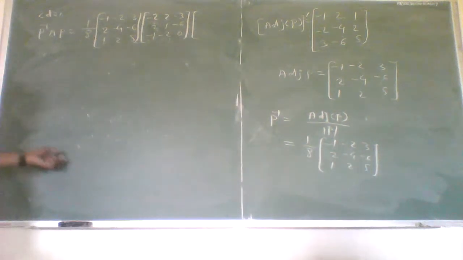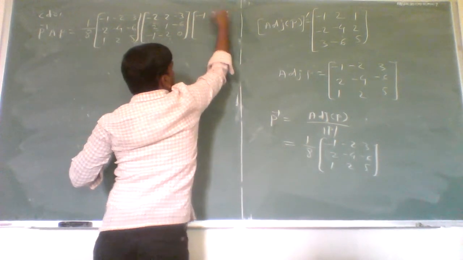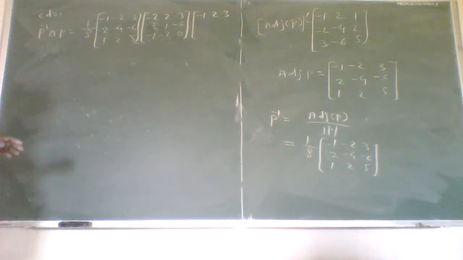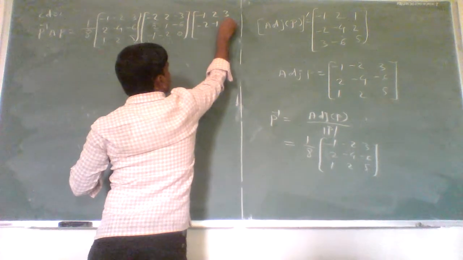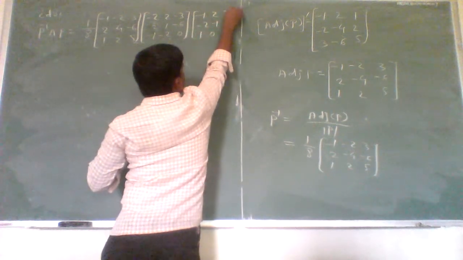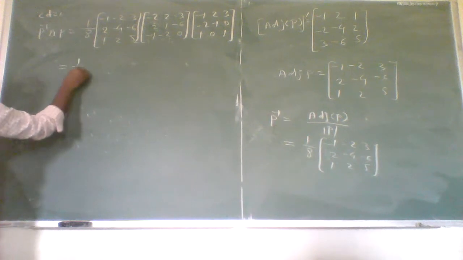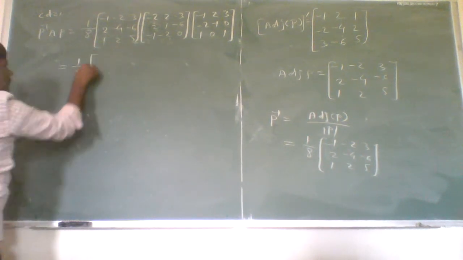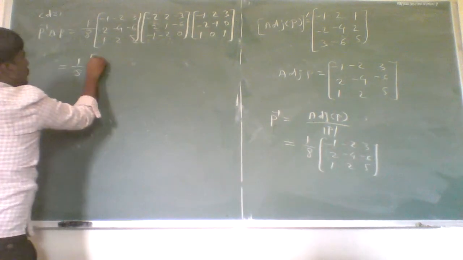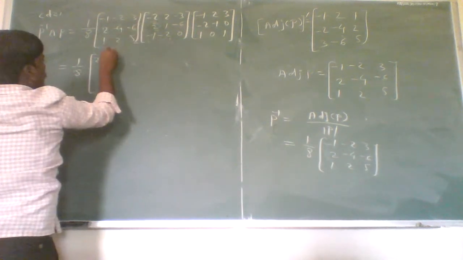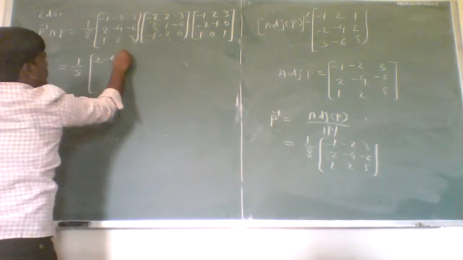P is nothing but the matrix with rows -1 2 3, -2 -1 0, and 1 0 1. Now first take the multiplication of these two matrices, which is nothing but -1 into -2 plus 2 into -2 plus 3 into 1.